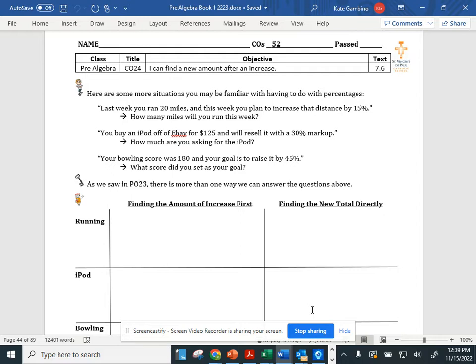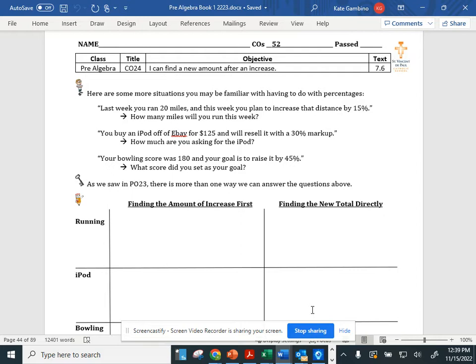Last week you ran 20 miles, and this week you plan to increase that distance by 15%. How many miles will you run this week? Or you buy an iPod off of eBay for $125 and will resell it with a 30% markup. How much are you asking for the iPod? Or your bowling score was 180 and your goal is to raise it by 45%. What score did you set as your goal?